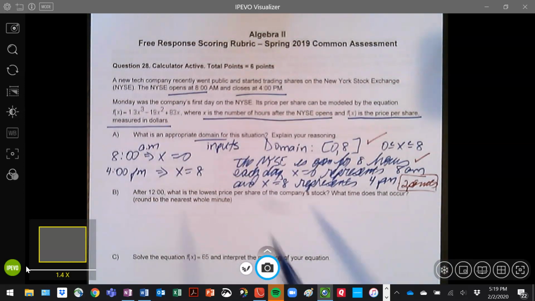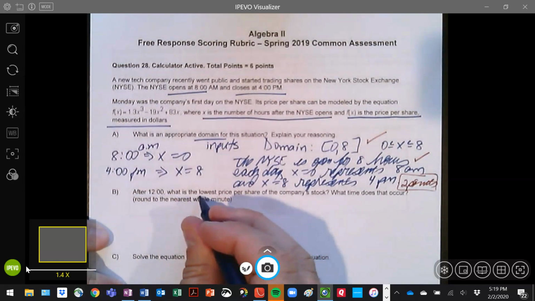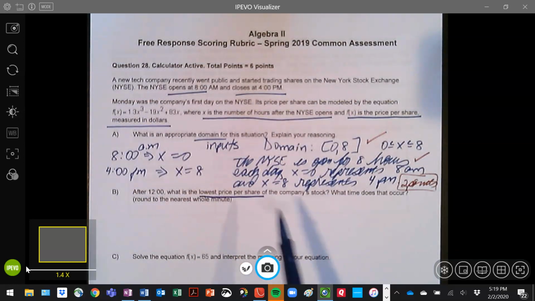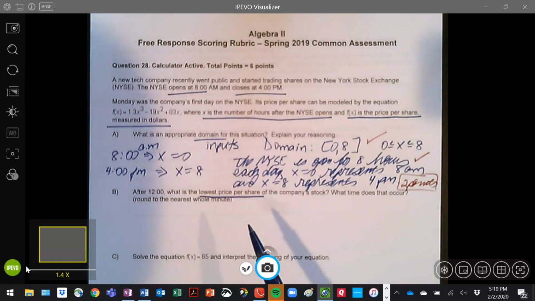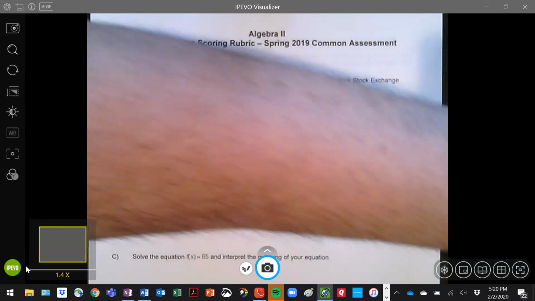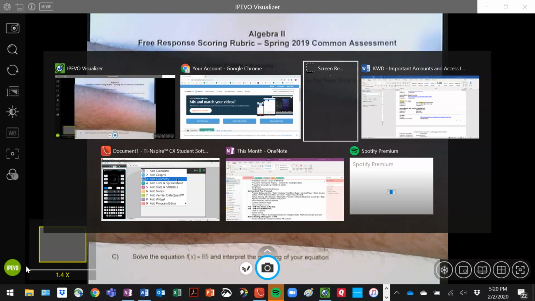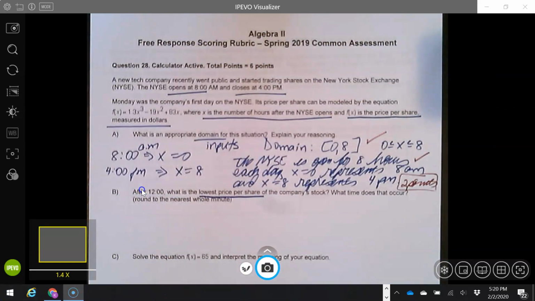Not too bad. Part B, after 12 o'clock, what is the lowest price per share of the company's stock? What time does that occur? Round to the nearest whole minute. Okie dokie, so let's be really careful with this one. In order to know the lowest price per share, I need to know what the graph looks like. The only way I'm going to know that is by pulling up my calculator, so I'm going to switch on over to my calculator.